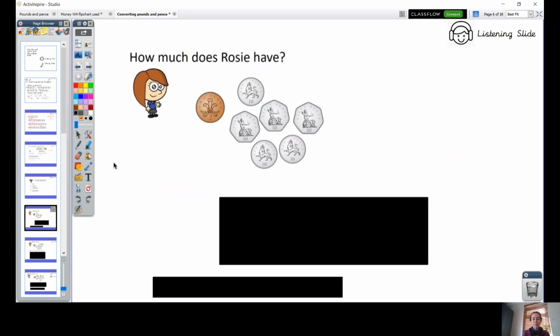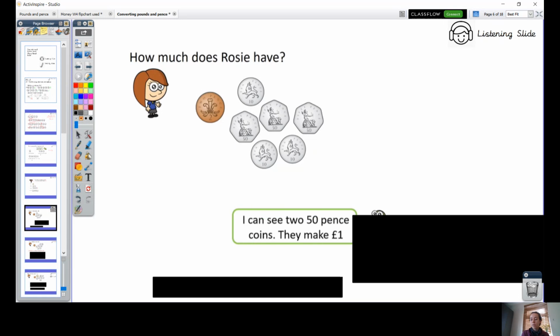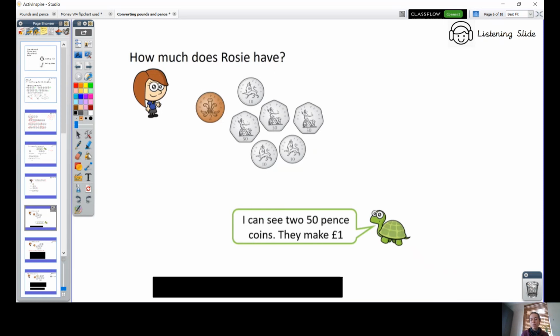Okay, keep listening. How much does Rosie have here? So we've got some coins. We need to count how many she's got. Now, before we've been looking at this skill, we were adding the pounds first, weren't we? And then we were adding the pence. Well, on this occasion, I've noticed that I haven't got any pounds to add together. I've only got pence. Luckily, Tiny's got a tip for us.